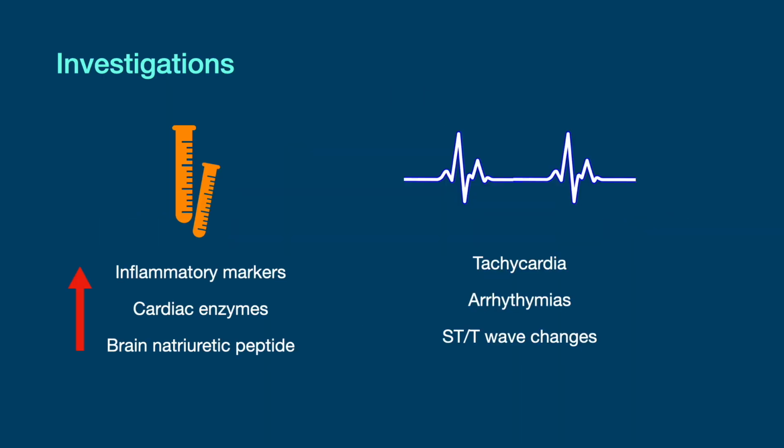Investigations may include increased inflammatory markers 99% of the time, raised cardiac markers, and BNP. ECG would show tachycardia, sometimes arrhythmias, with ST-T wave changes including ST elevation and T wave inversions.